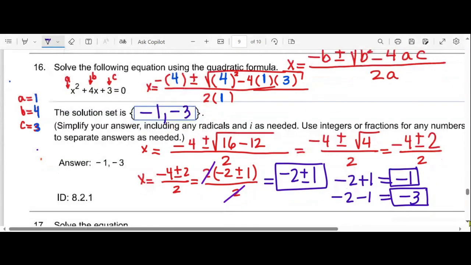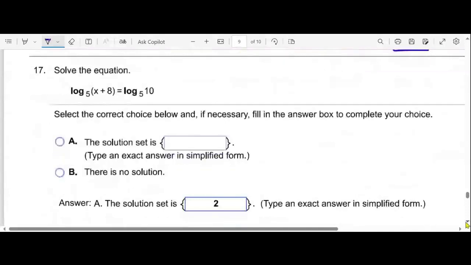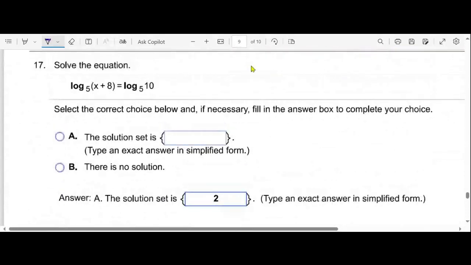Let's go to the next one. Okay, read number 17. Log, solve the equation. Log 5x plus 8 equals log 5. Okay, so here I have the same log. If you have the same log, they cancel each other. Okay, and what you end up with is x plus 8 equals what? 10. So x equals what?